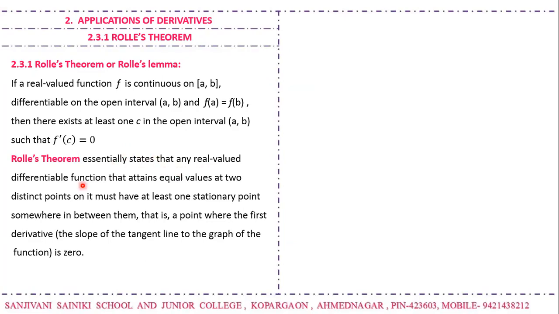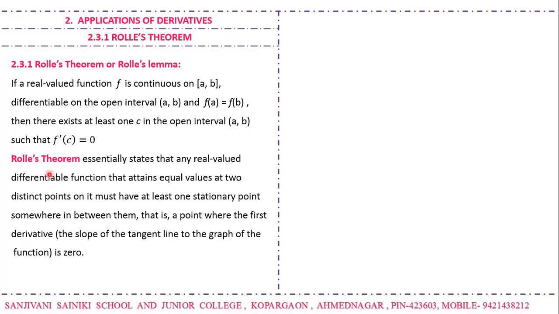It states that a real valued, differentiable function that attains equal values at two distinct points must have at least one stationary point somewhere in between them. Stationary points are those points at which the first derivative becomes 0.